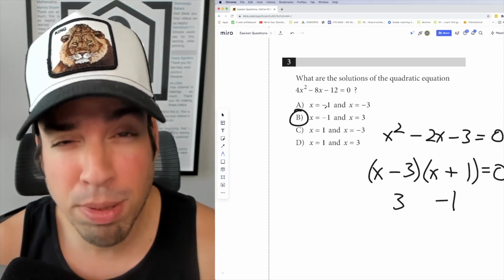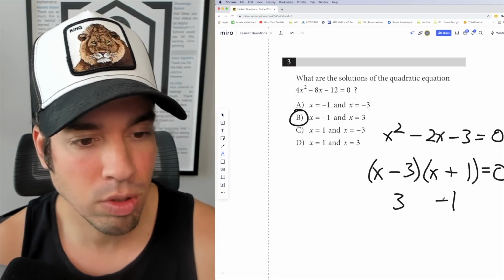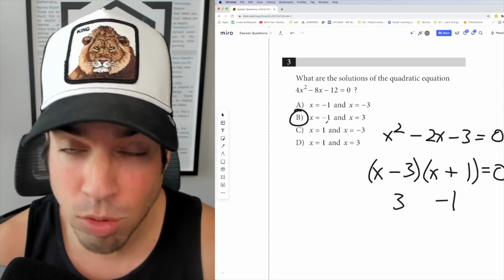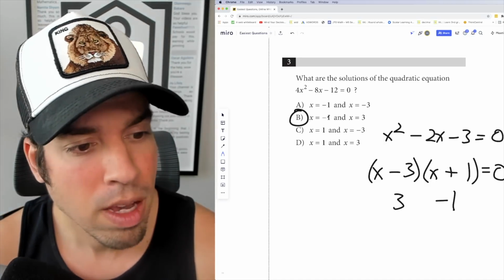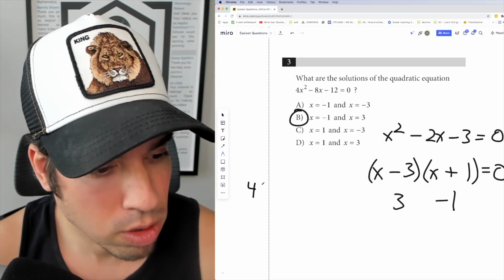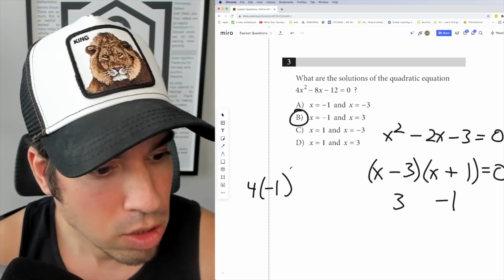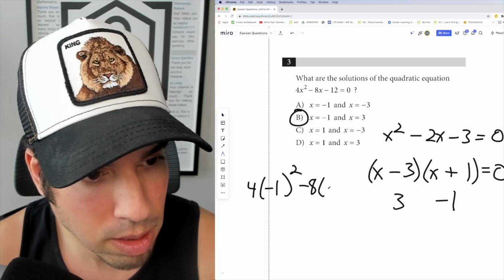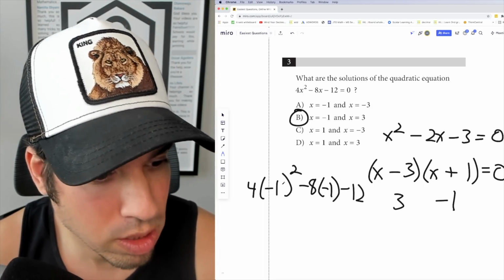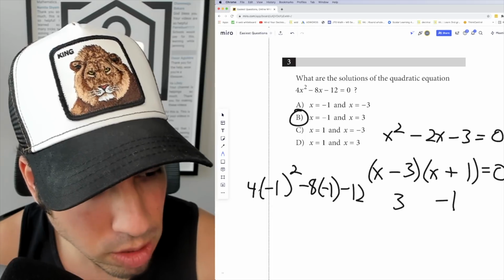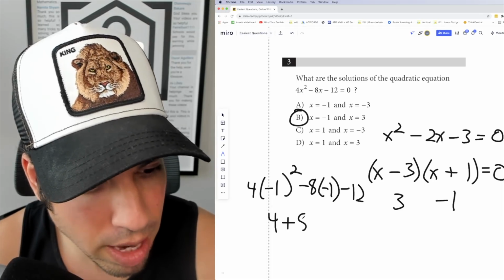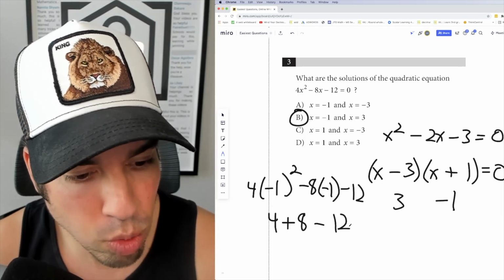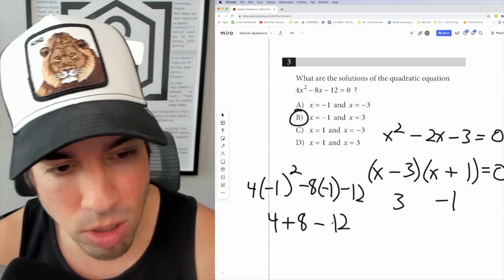But you can also plug and chug if need be, if you're not sure what to do here. So you can kind of go through these answer choices. Since we already know B is correct, let's just roll with that. So if I get 4 times -1 squared minus 8 times -1 minus 12, what is that? Well, -1 squared is 1 times 4 is 4. Plus 8, because the negatives cancel out, minus 12. That indeed is 0, so we know -1 is legit.